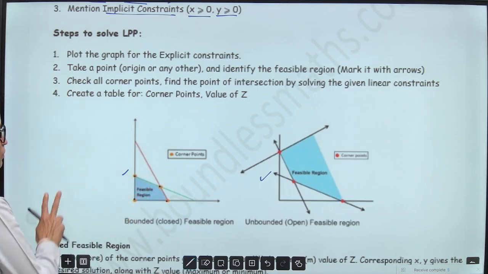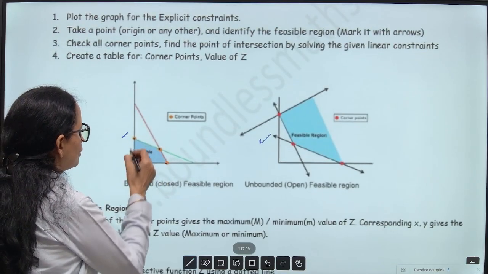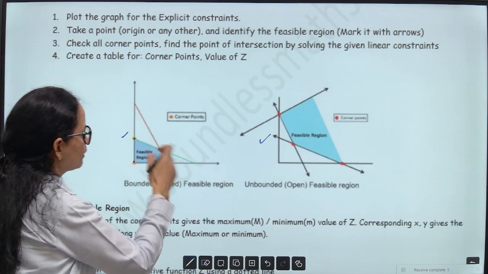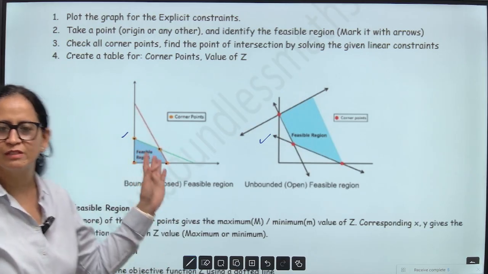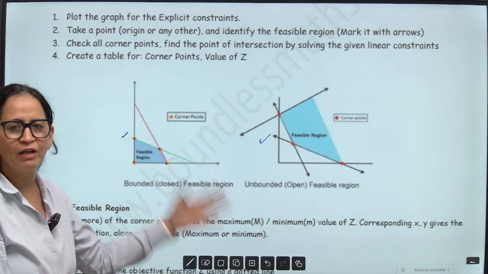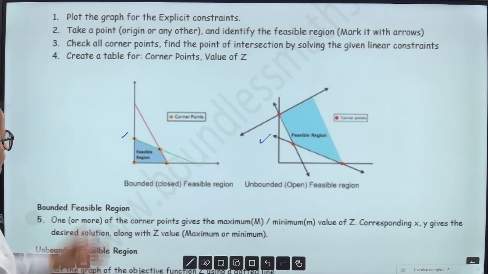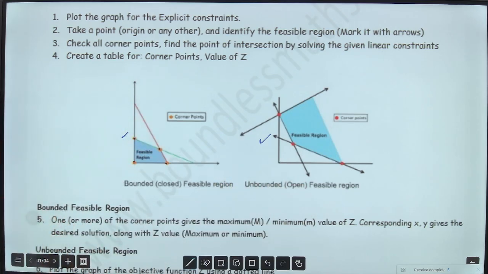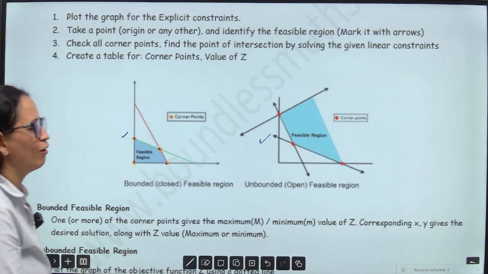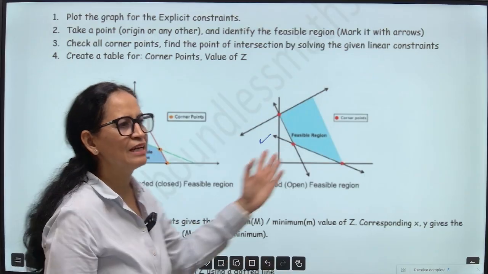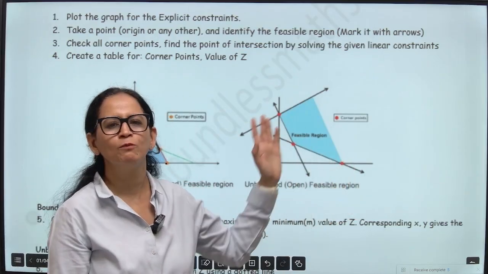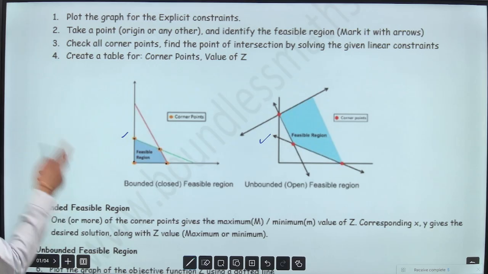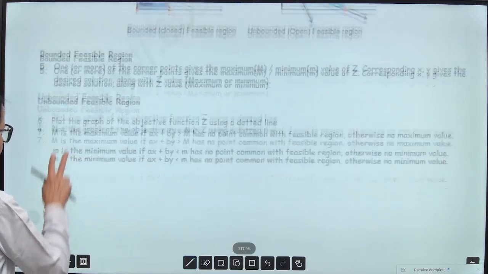For the bounded region, you will get the optimal value of the objective function at one of the corner points. So you might even need to solve certain equations algebraically to find the point of intersection, that is one of the corner points, and then find the value of the objective function at these points. Now for the unbounded region, the extra step needed is that you need to plot the graph of the objective function also, and then decide whether there is one solution, more than one solution, or no solution at all. So there are 3 cases for the unbounded region. We'll first start with the questions on the bounded region.